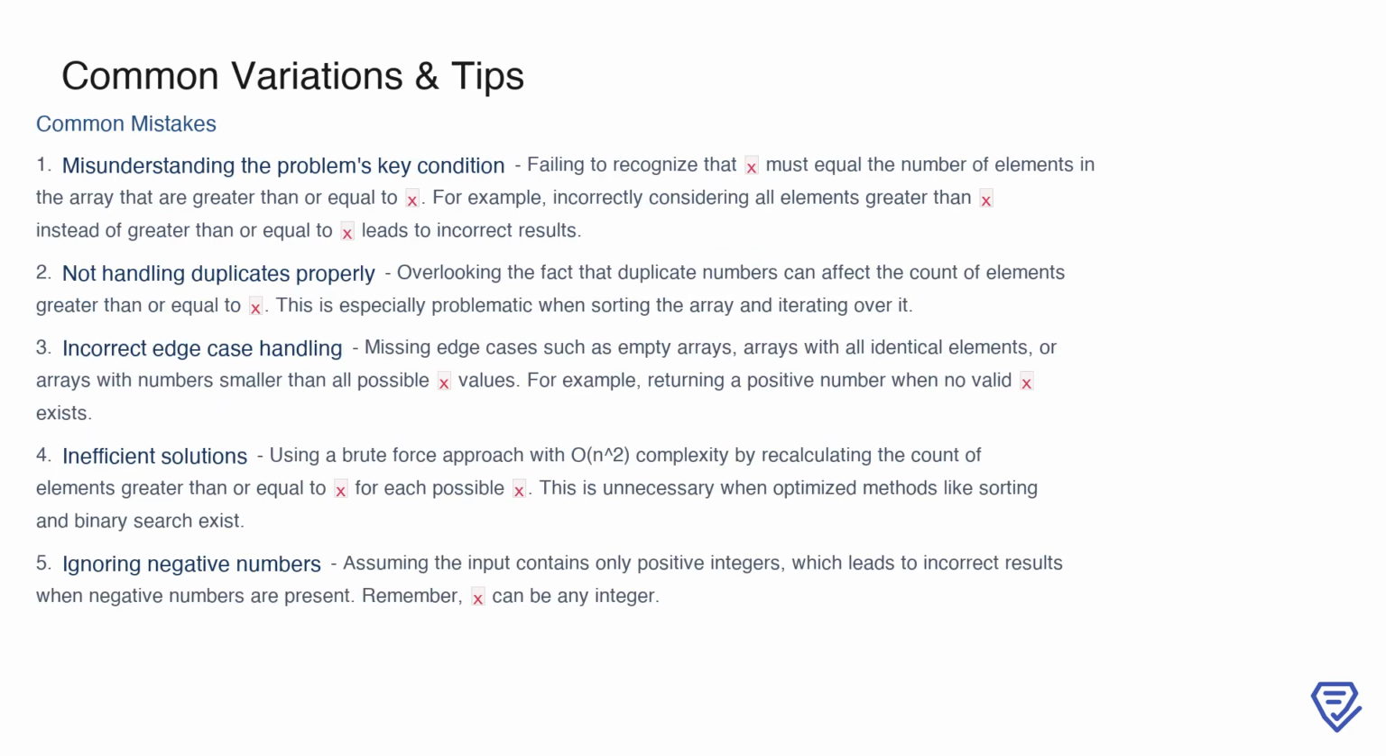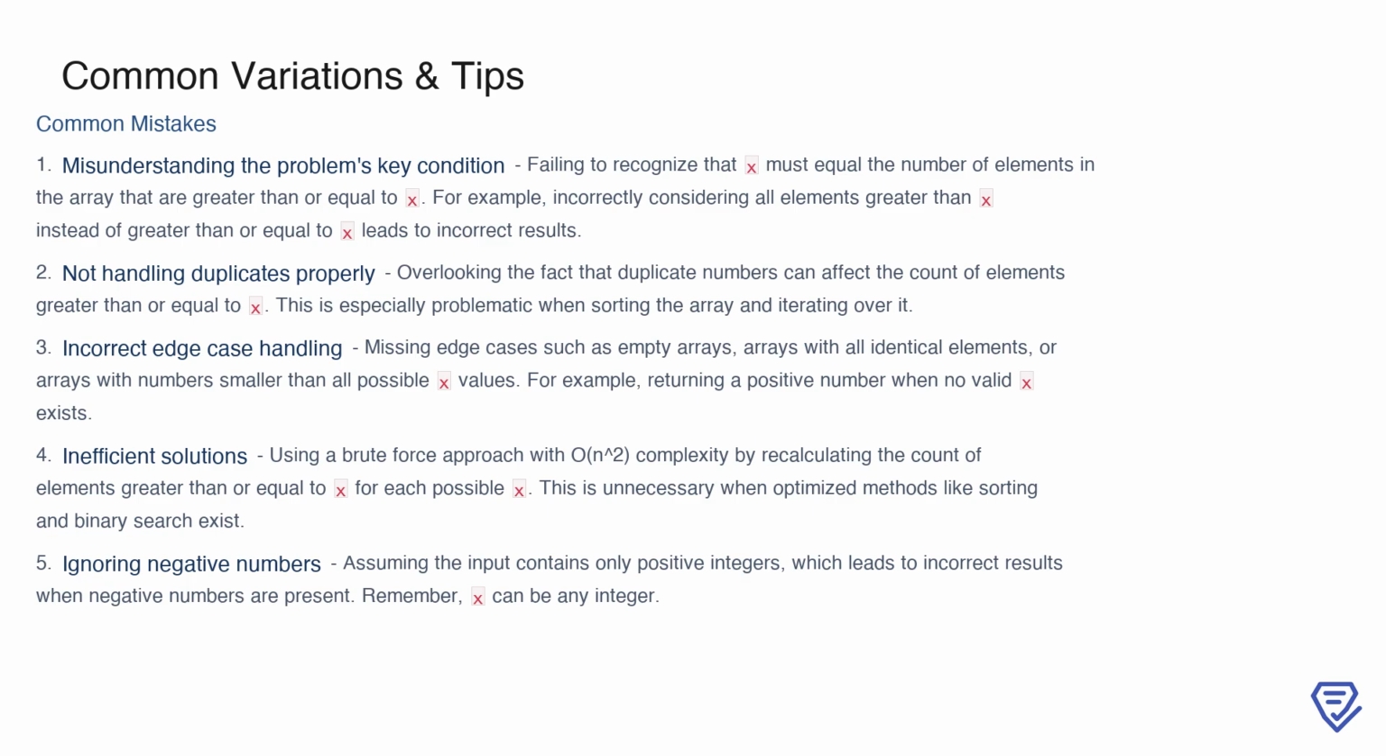When solving this problem, there are a few common mistakes to watch out for. First, it's easy to misunderstand the key condition. Remember, the value of x must match the number of elements in the array that are greater than or equal to x. A common error is to count elements strictly greater than x, which doesn't meet the problem's requirements. Another pitfall is mishandling duplicates. Duplicate values can skew the count of elements greater than or equal to x, especially if you're iterating through a sorted array without careful consideration.